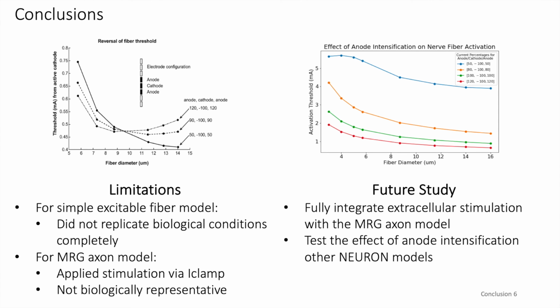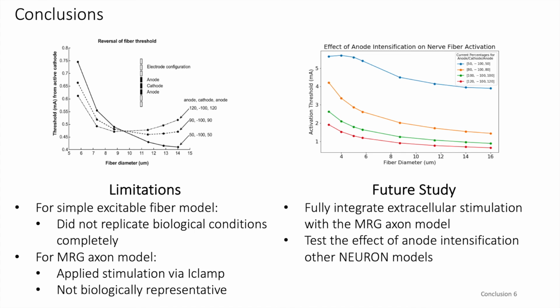So in conclusion, I wanted to talk about some of the limitations and future steps we would need to do to make our preliminary results more usable. In terms of the limitations of the model, the simple excitable fiber is not a biologically relevant model. It lacks ion channels, it lacks myelination. Its dynamics are probably not equivalent to many of the nerves that we would want to stimulate in the peripheral nerve or spinal cord.